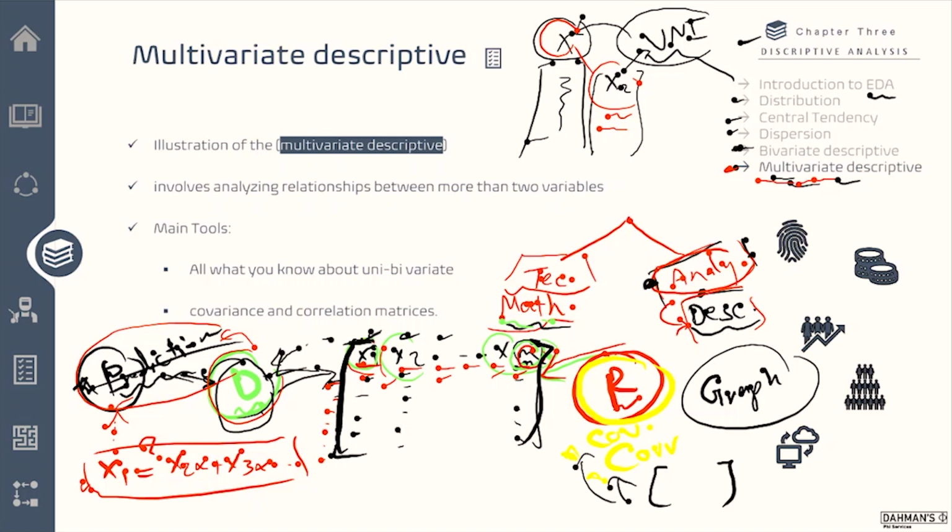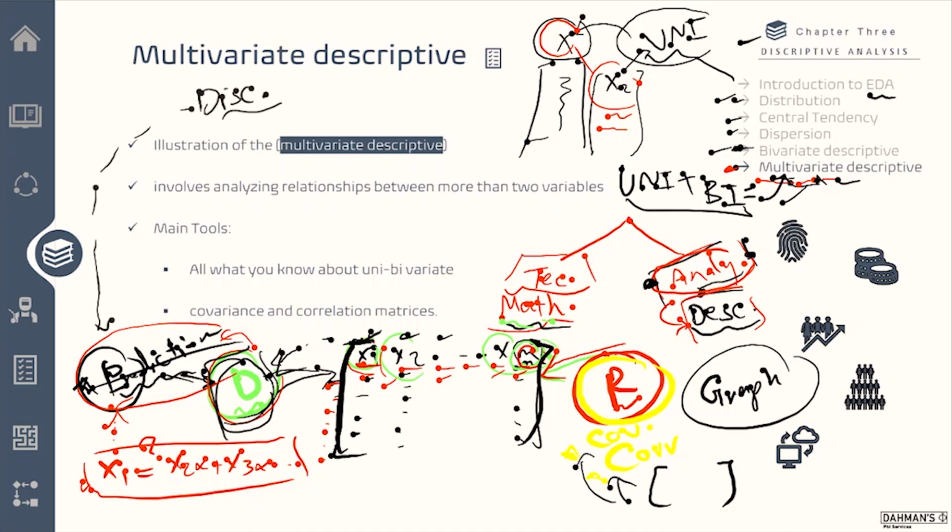So at this stage, I'm going to show you that what we have done in terms of univariate plus bivariate is just equal to our multivariate descriptive analysis. Once you combine these together, you're already in the world of multivariate. So I hope now the world of multivariate is clear to you at this stage, nothing more than your ability to understand univariate plus bivariate together, and how to combine them to come up with your multivariate understanding.